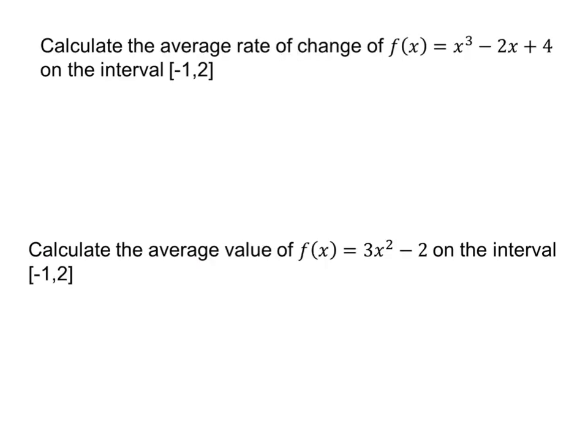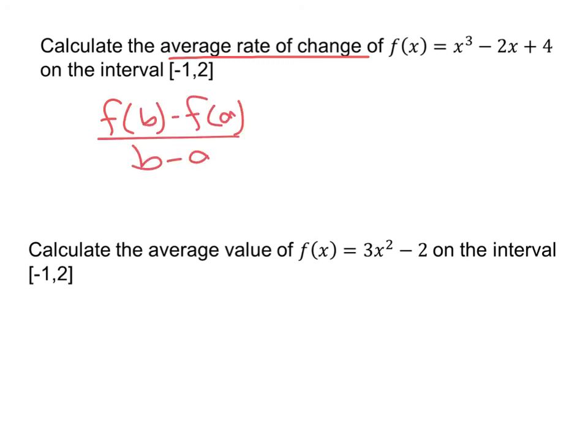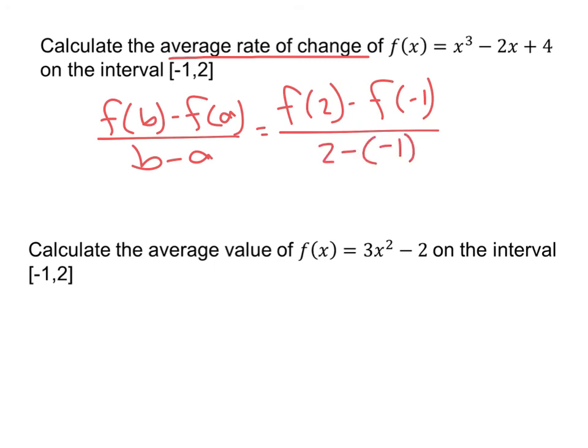Okay, so looking at the difference between some subtle questions, this question's now asking me for the average rate of change of this function on this interval. Well, again, average rate of change is f of b minus f of a all over b minus a. So it would be f of 2 minus f of -1 all over 2 minus -1. That's my average slope. So average rate of change.